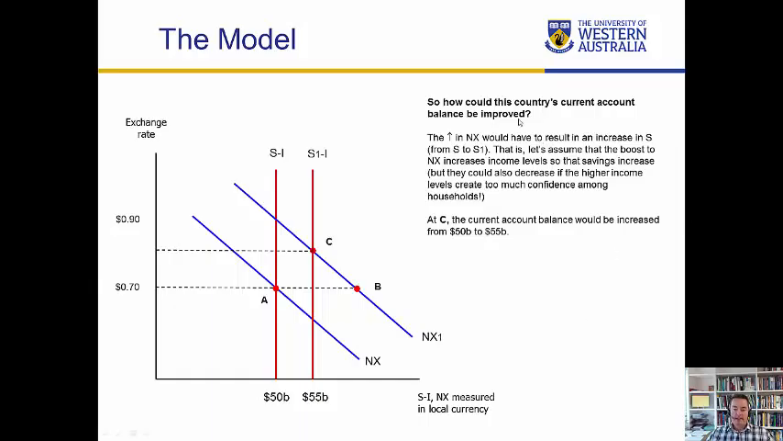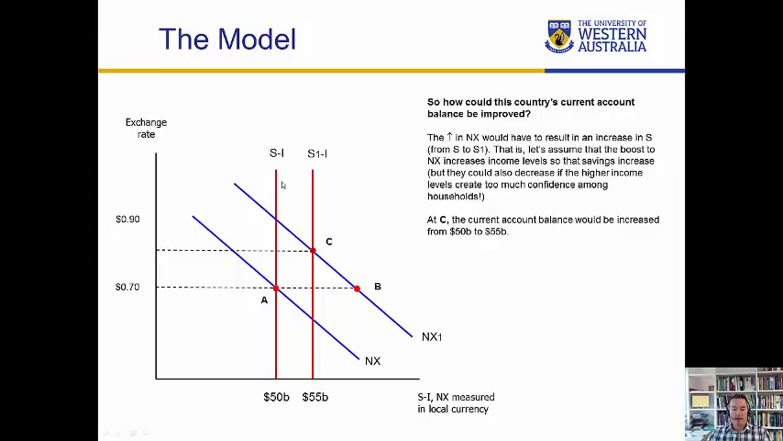So let's answer this question: how could this country's current account balance be improved? And we've got the same country now. We start off at point A with a current account surplus of 50 billion. We then move to B. Then we move to a new C. And in moving to a new C, actually I've left the old 0.9 value there, maybe cross that one out, and at the new point C, maybe label that 0.80, something like that. It's just a minor typo.